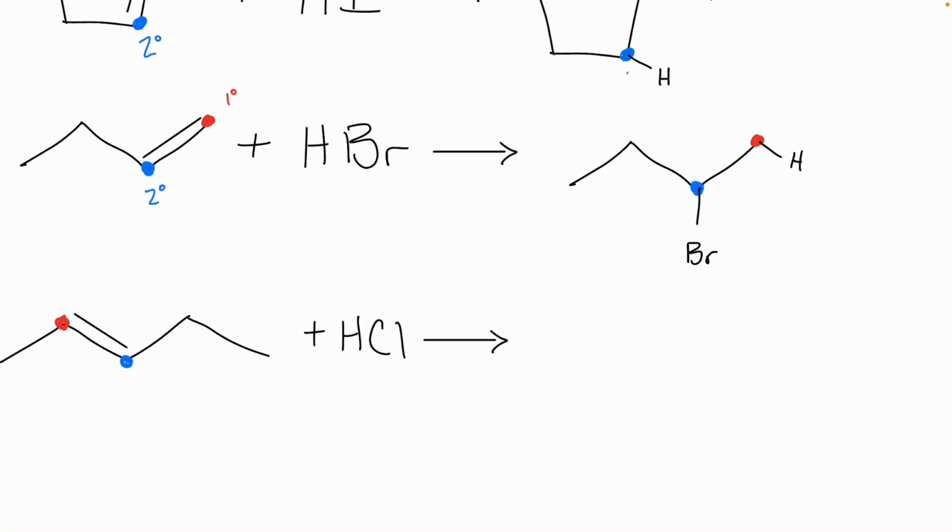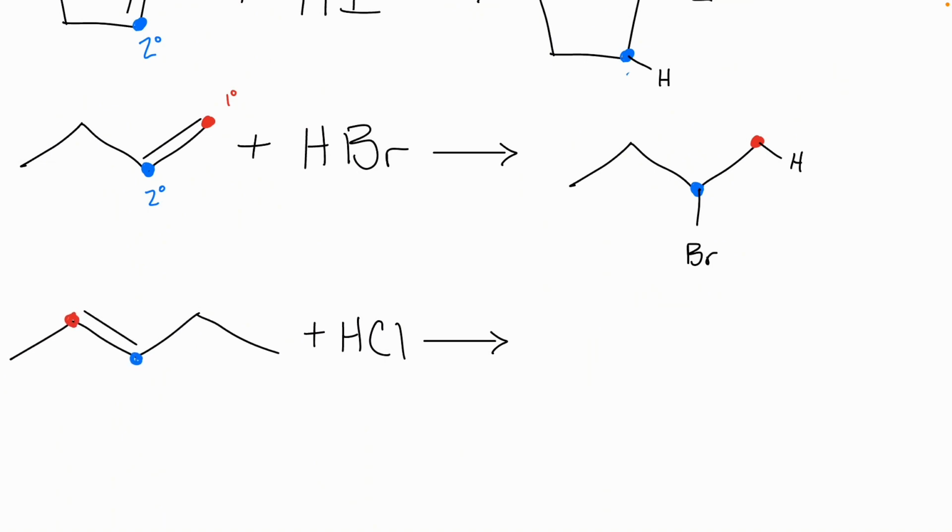All right, for this example, I'm going to go through it. Is my red carbon primary, secondary, or tertiary? Secondary. And what about my blue carbon? It's also secondary. So now I have a tie, and there's no preference for one carbon or the other. The bromine wants to go on whichever carbon's more substituted. In this case, there's not going to be any preference because they're both secondary.